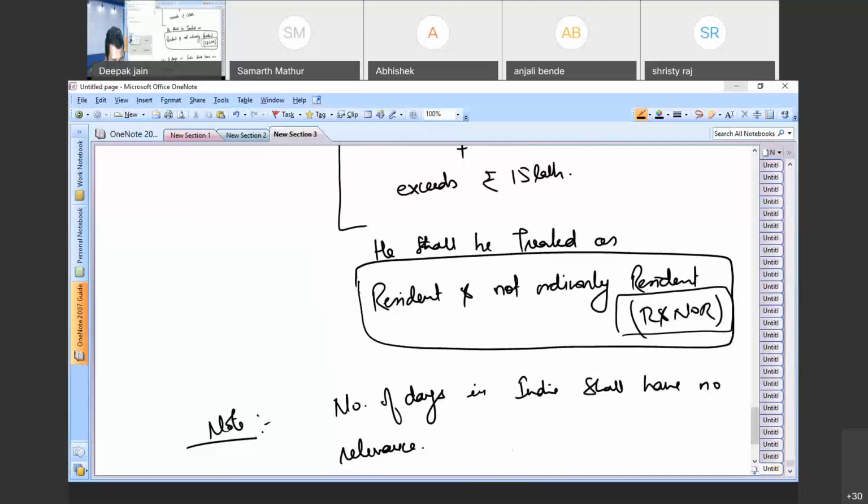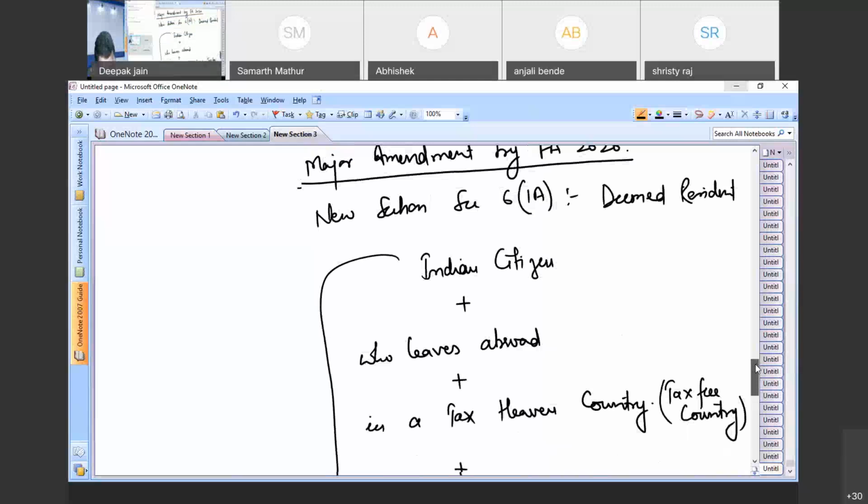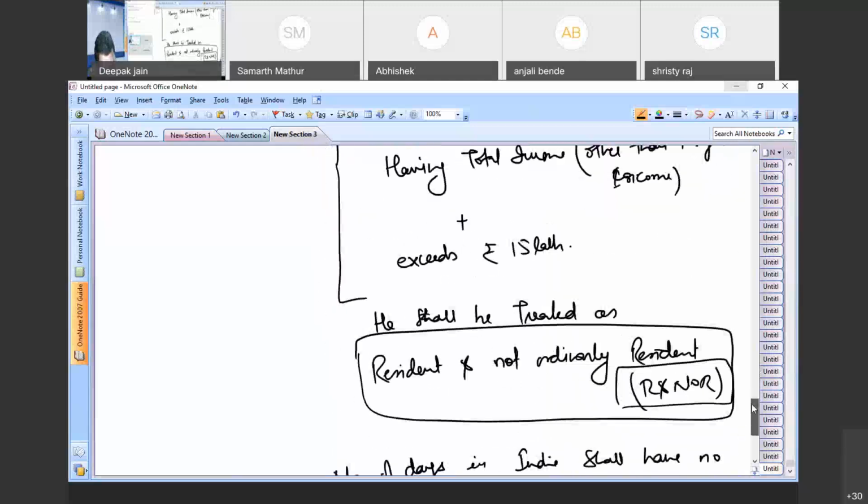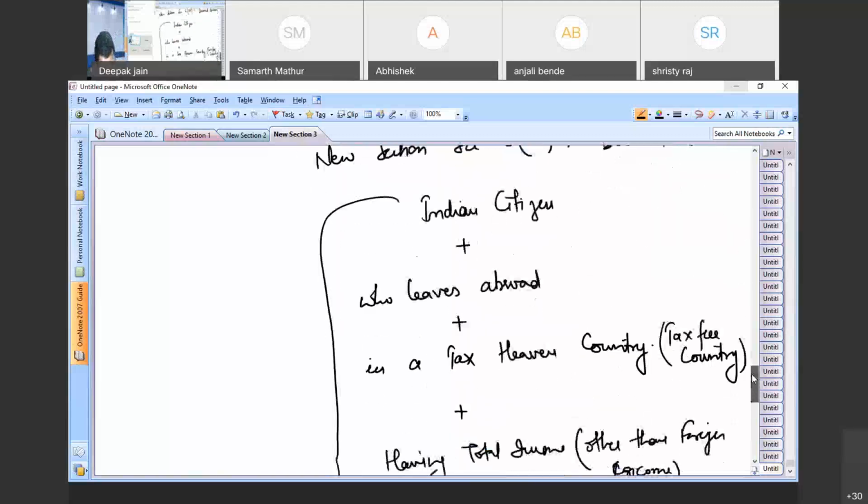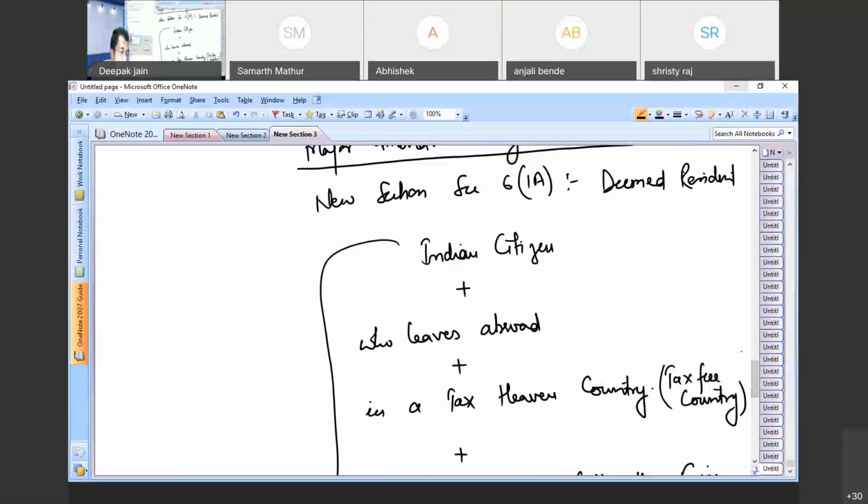Okay, sir. If all conditions of Section 61A are satisfied, then he shall be deemed as RNOR. Number of days in India shall have no relevance. No need to check 182 days. No need to check 60 or 365 days. No need to check additional conditions. Directly the answer would be resident and not ordinarily resident, subject to all conditions of 61A being satisfied. I hope you are getting the issue.